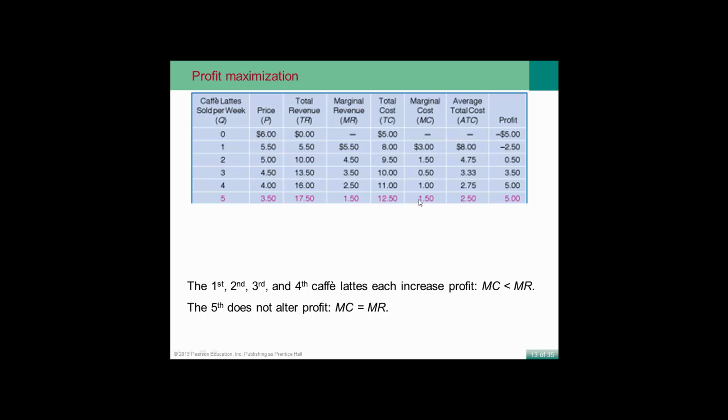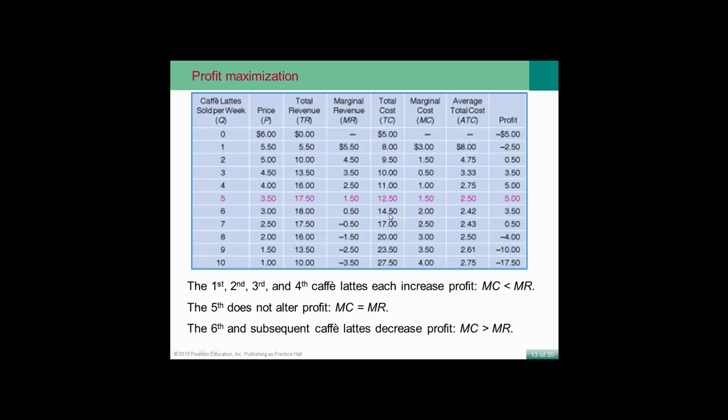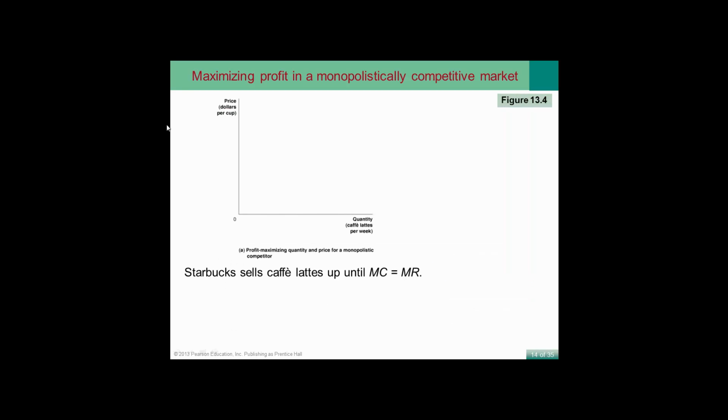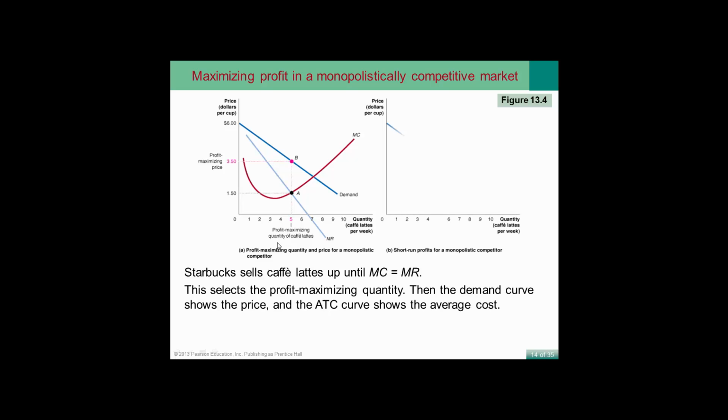Anything past this, and we're going to be losing money by producing another. As you can see, the marginal revenue is 50 cents here. The marginal cost, we're losing money on doing that. So, profit maximization: Starbucks will sell cafe lattes up until where MC equals MR. In this case, it's 5, right? This selects the profit maximizing quantity.